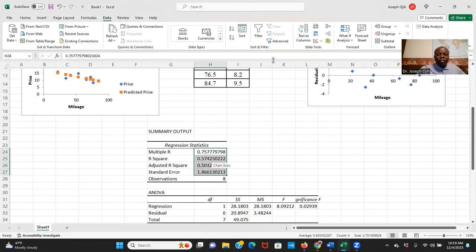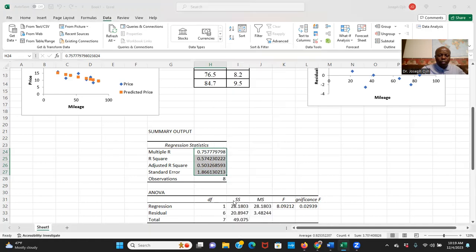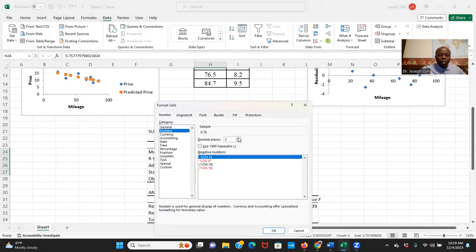You just highlight it, right click, and then choose Format Cells. Right here, Format Cells. Then choose Number. See, 2 decimal places, let me make it 3.